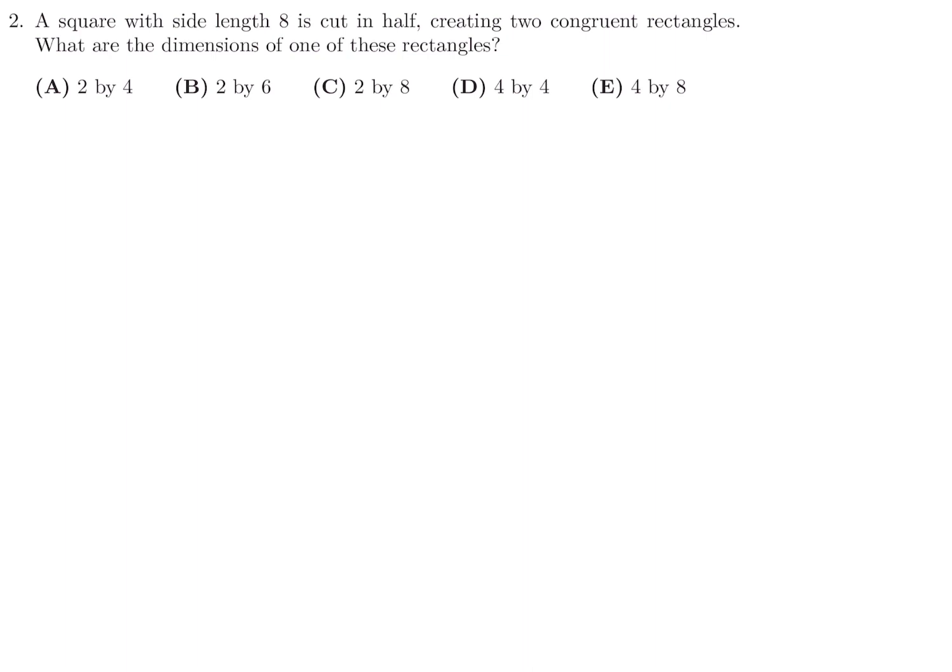A square with side length 8 is cut in half, creating 2 congruent rectangles. What are the dimensions of these rectangles? So here is a square, and then we're going to cut it in half, so approximately here. And we have to figure out the dimensions.